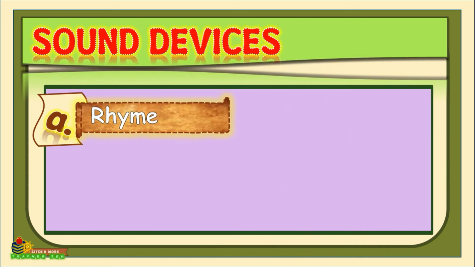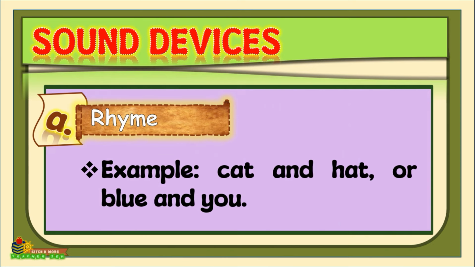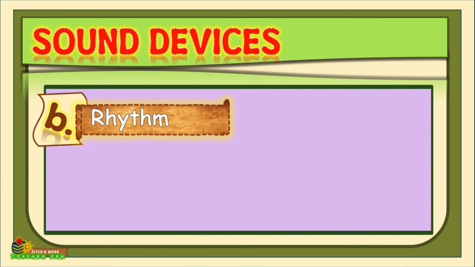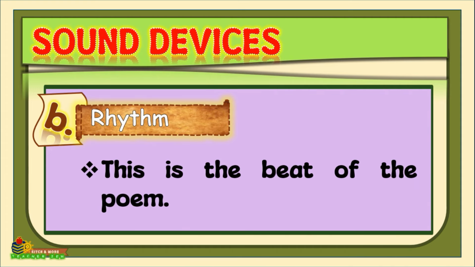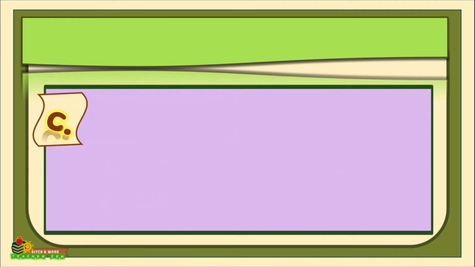Let's review them quickly. First, let's have rhyme. Rhymes are words that have similar ending sounds. They are words that sound alike, like cat and hat, and blue and you. Then let's have rhythm. This is the beat of the poem, like the dum dum feeling. Now let's add more sound tools to our list.